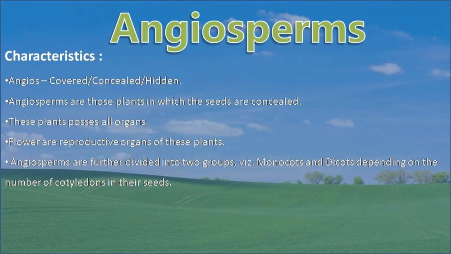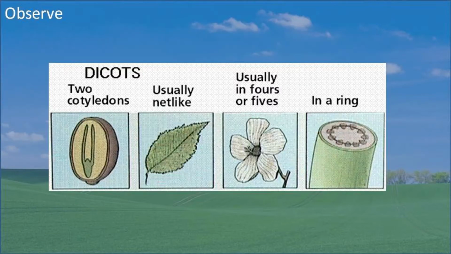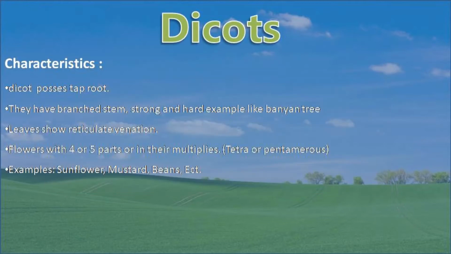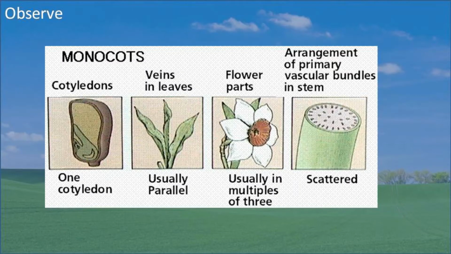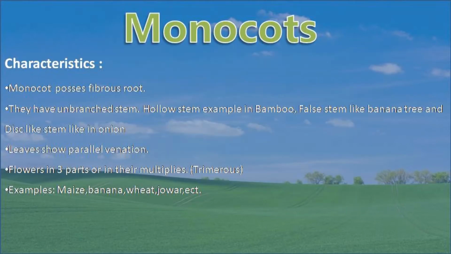The plants whose seeds can be divided into two equal halves. These seeds are of two types. Some seeds can be divided into two halves and some seeds cannot. The seeds which can be divided into two equal halves, that is into two cotyledons, are called dicotyledons. And the seeds which do not divide into two cotyledons or two equal halves are called monocotyledons.